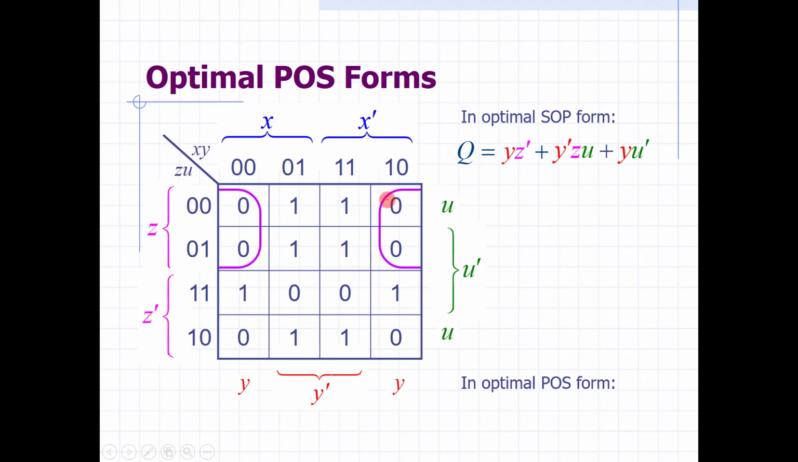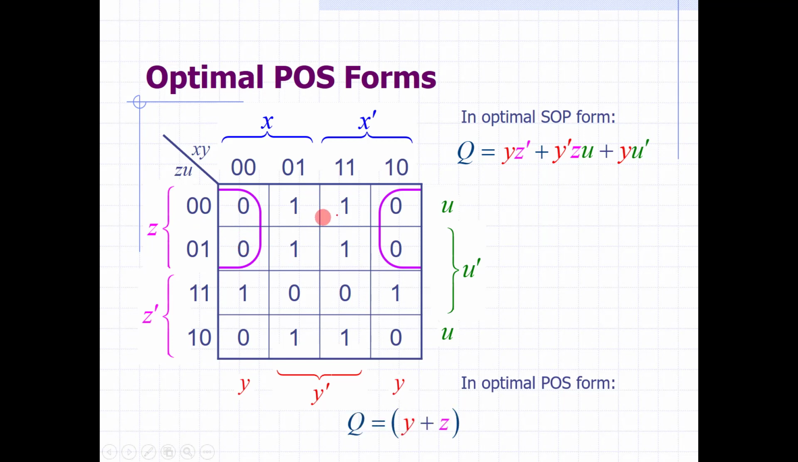And then you ask, what do they have in common? Y is 0 in the two columns, and then Z is 0 in the two rows. So Y is 0, Z is 0. In POS form, remember, zeros don't get knotted. So I'm going to write just Y and Z, and remember that we add them together in POS form.